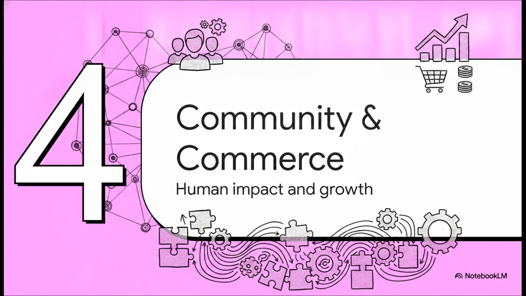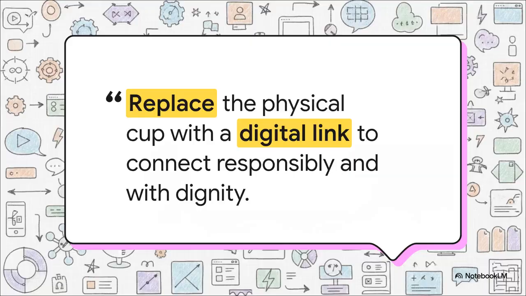Shifting gears now to Section 4, Community and Commerce, Human Impact and Growth. On the community side, they've built an app called Cloud QR, and it fundamentally rethinks how people in need receive support. As the platform states, replace the physical cup with a digital link. It basically acts as a digital cup, allowing individuals to share their story and receive direct, secure financial support via Stripe using a QR code. It provides true dignity through asynchronous giving.